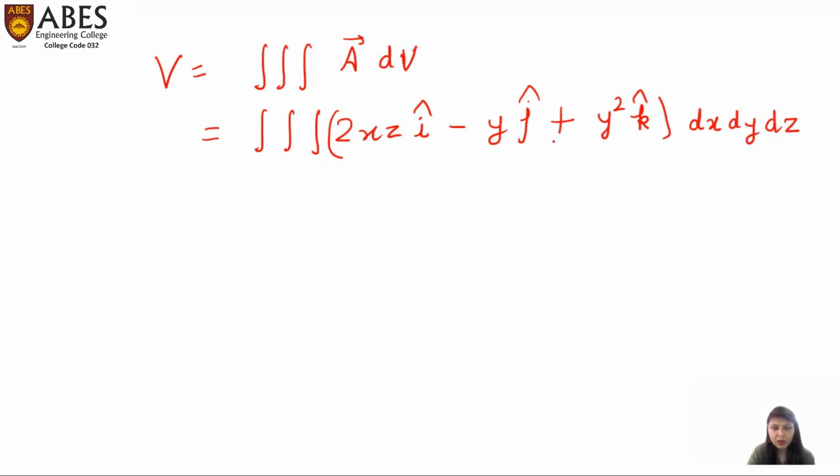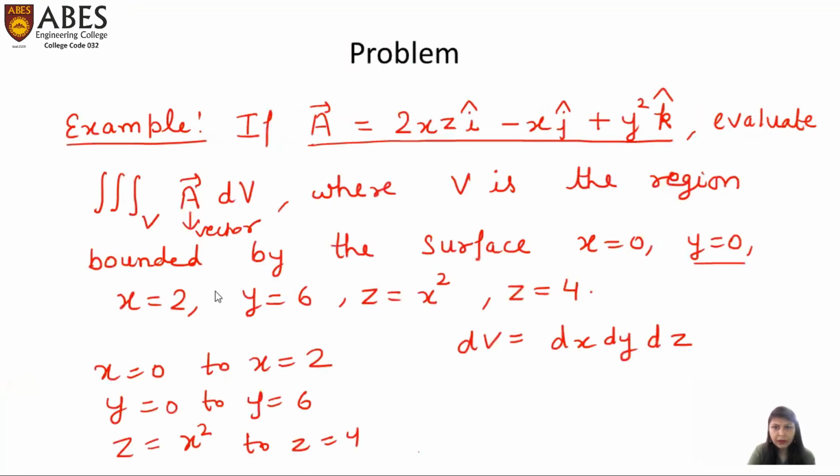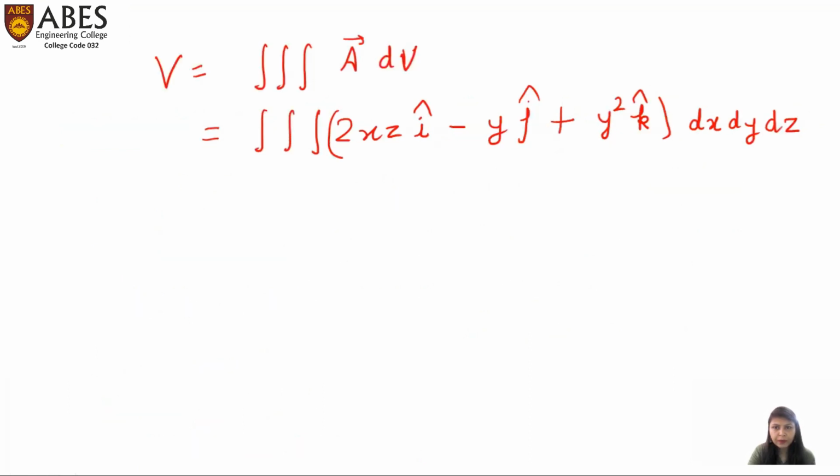First, we check this value. Is this the correct value I have written or not? Okay, so we go to the previous slide. x j cap plus y square k cap. Okay, here x comes, x j cap plus y square k cap, and the limits of x, y, and z.